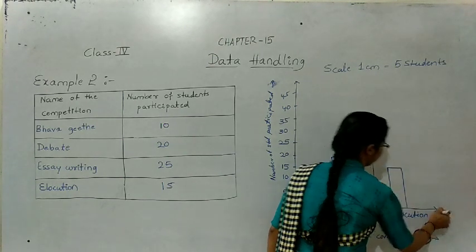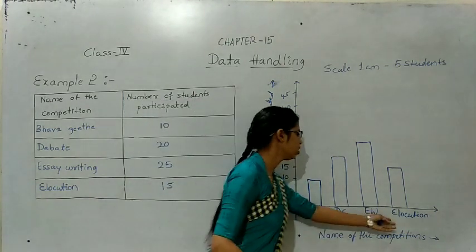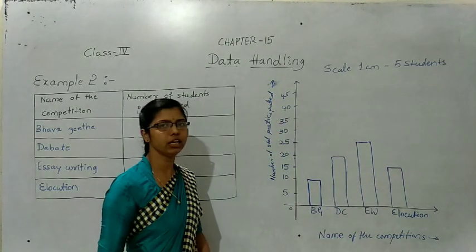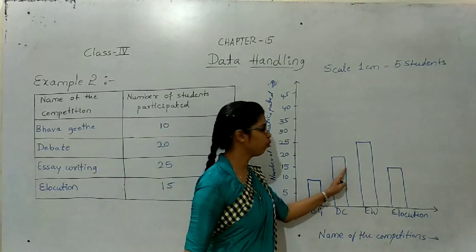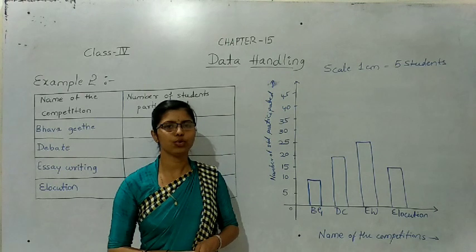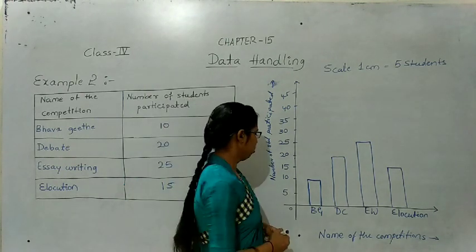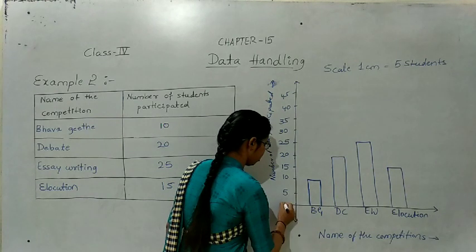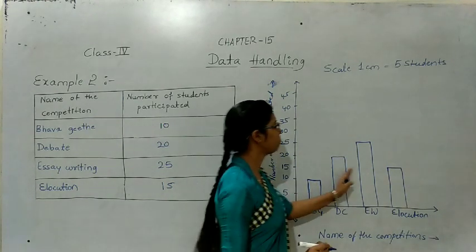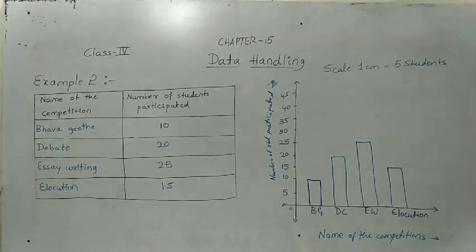So the number of students that participated in that competition is 15 members. While you are drawing this one in your classwork book, you should use a scale. Okay. So this is the bar graph for the given table.